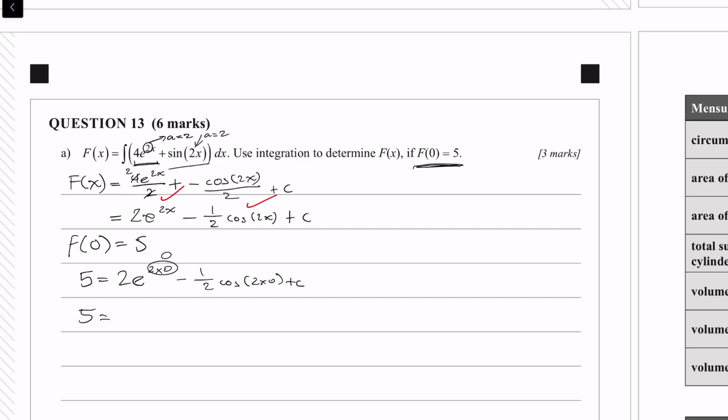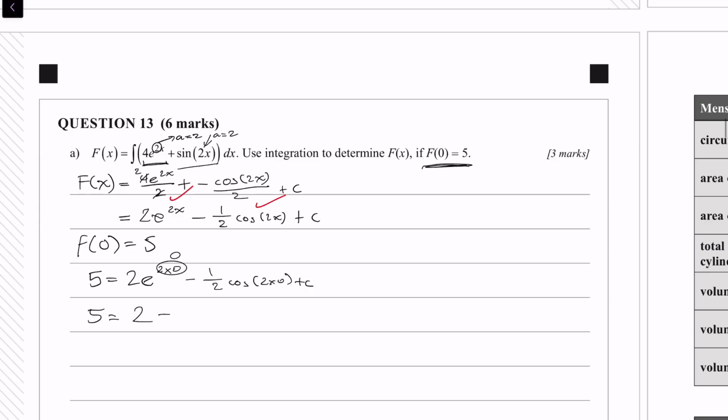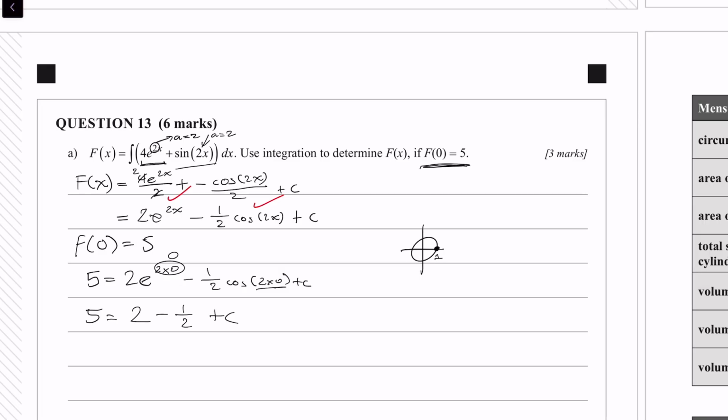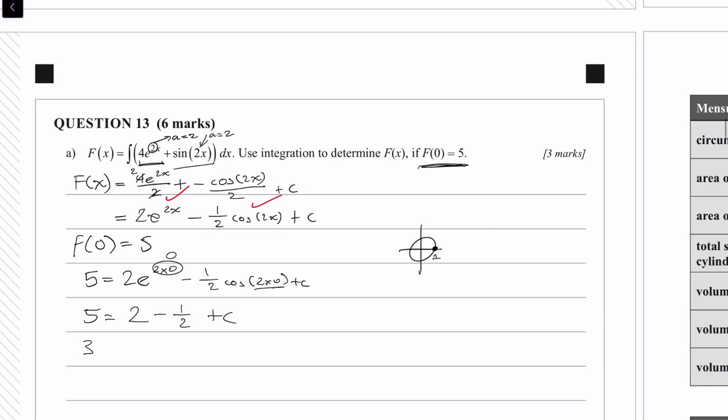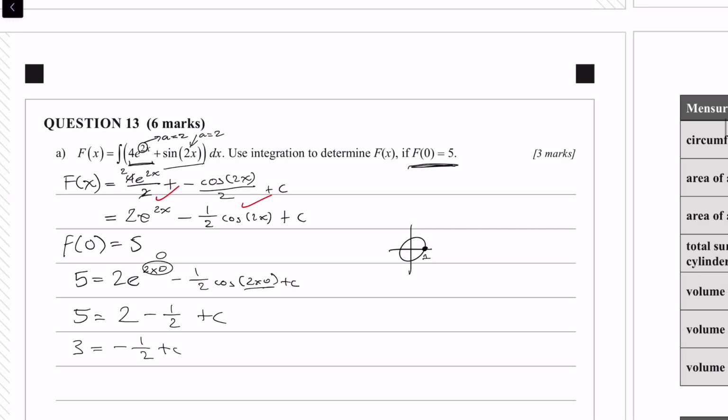So 5 equals 2e to the power of 2 times 0, which is just 0. e to the power of 0 is 1, so 2 left over, and half cos of 0. Cos of 0, I know in my unit circle, is going to be the x value when the angle is 0, and so that's going to be positive 1. So half is left over, and then plus c. Then really this is just basic algebra: minus 2 both sides, so we get 3 equals negative half plus c, plus a half on both sides, we get c is equal to 3.5.